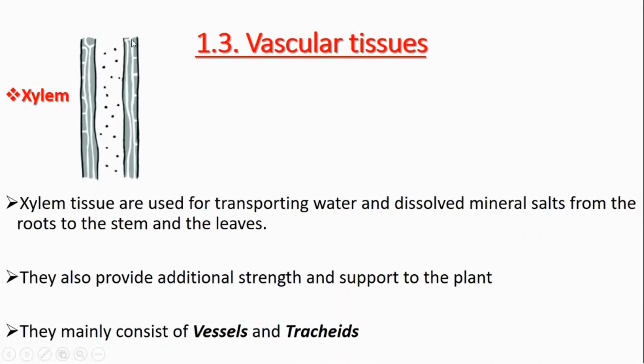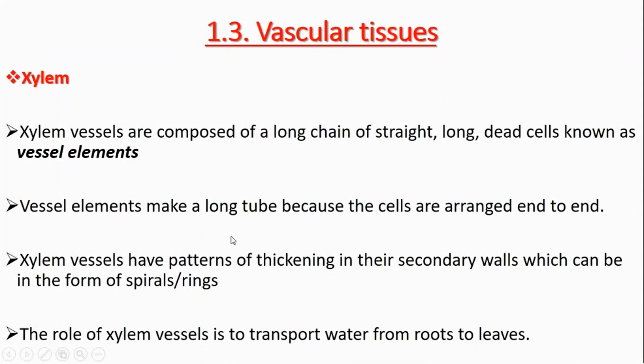Starting off with the xylem. Xylem tissue is used for transporting water and dissolved mineral salts from the roots to the stem and the leaves. They also provide additional strength and support to the plant. They mainly consist of vessels and tracheids. So the xylem tissues are used for transporting water. They start off at the roots, where they absorb the water and the mineral salts, and go all the way up, taking them to the stem and the leaves. They consist of vessels and tracheids.